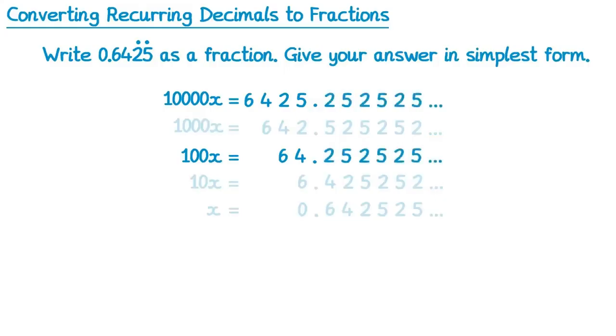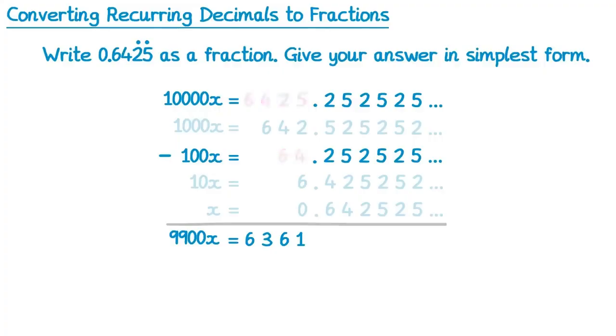We'll put everything else into the background and do 10,000x take away 100x. On the left, we get 9,900x, then an equal sign. Now you have to be careful with this next bit. We've got 6425 take away 64. If you need to, I'd advise just writing this somewhere separately and making sure you subtract correctly. This would give 6,361. And then of course, all of the numbers after the decimal point will just give us zeros.